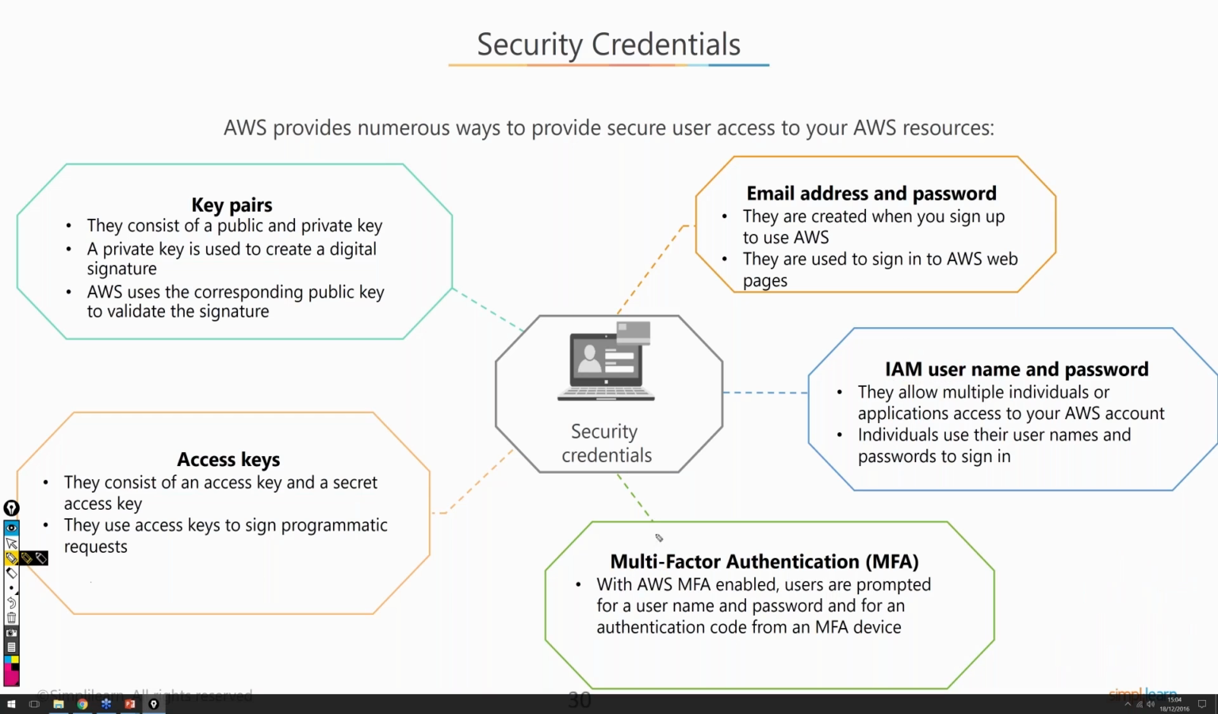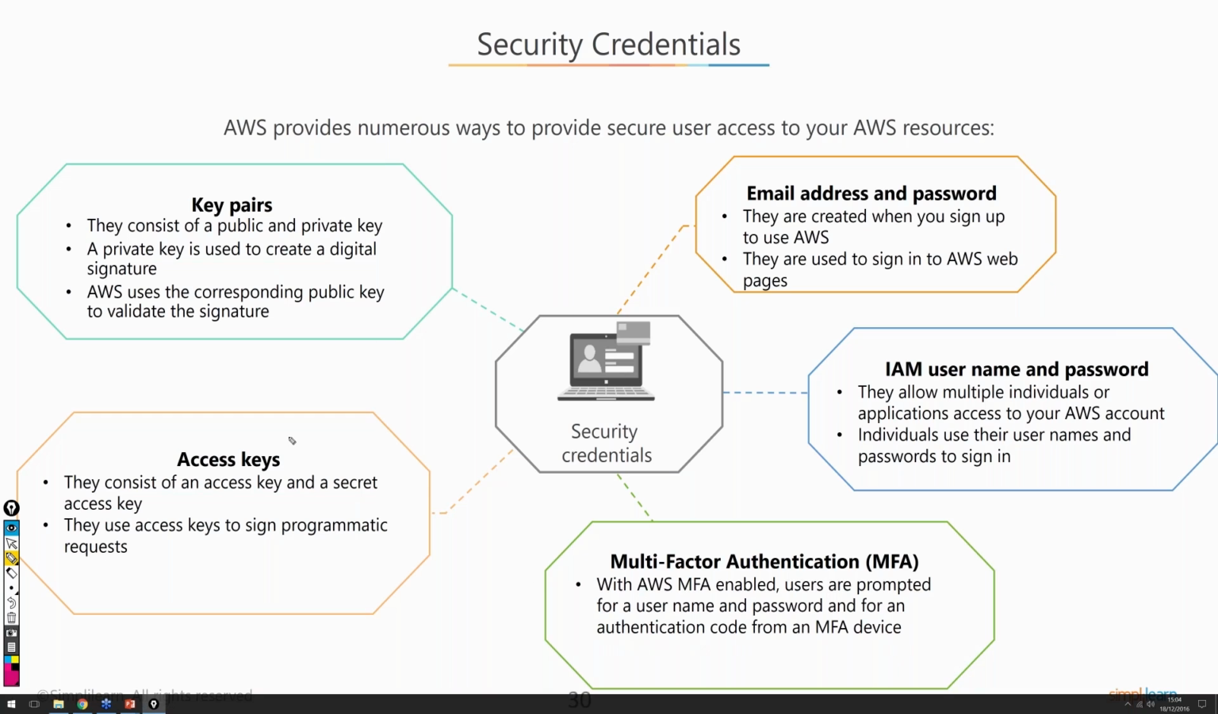What we also have is multi-factor authentication, which is exactly MFA that we discussed. It's not enabled by default. This is what I need to stress. You need to enable that, and then users are prompted to use the username and the password, and in addition, they will need to use an authentication code from the MFA device in order to be able to access AWS console resources. So this is what it is.